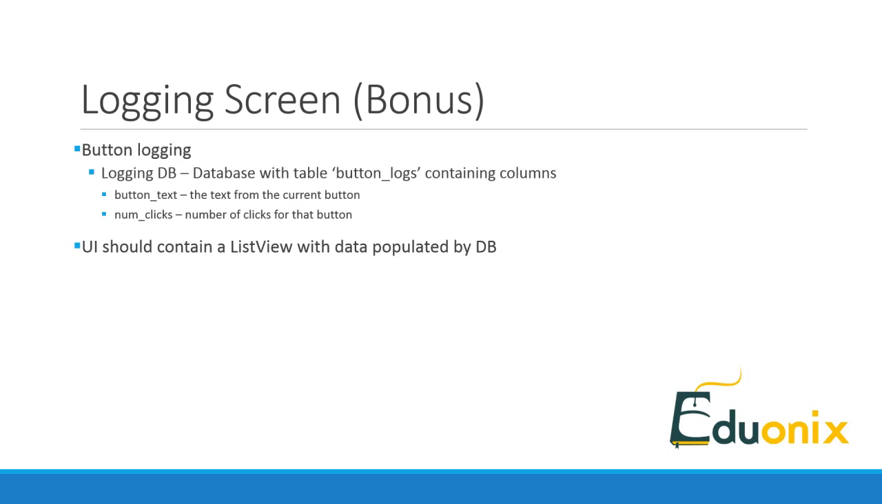The UI for the log screen should show a list view of the data of the items in the database. For instance, if the Show Last button has been pressed 5 times, and the Save Last button has been pressed 4 times, then the list should have a row with the text Show Last and the number 5, and a line with the text Save Last and the number 4.